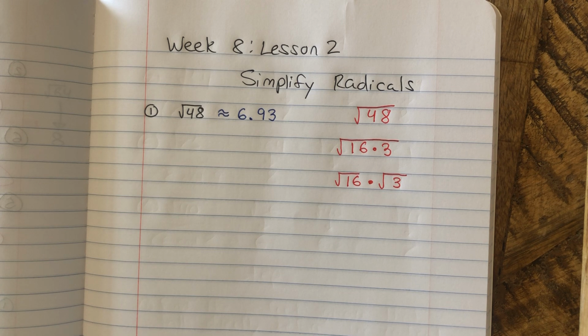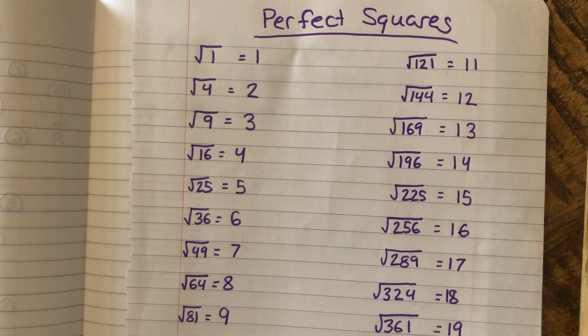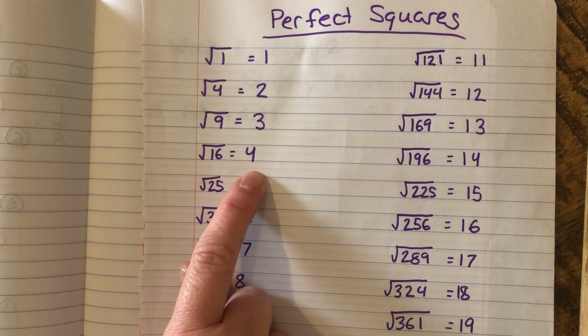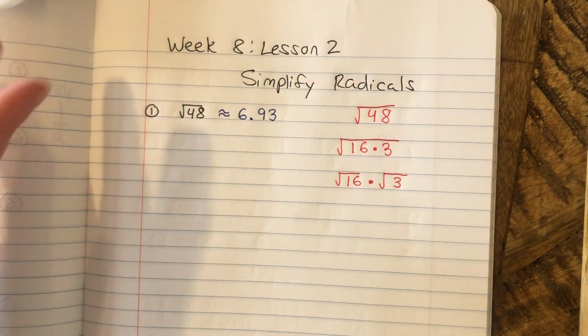Now we can think about this as, how do I simplify this? Well, we know from our first step that what we did is found a perfect square that fit evenly inside of 48, or that 48 was divisible by, and we chose 16. The square root of 16 is 4. It's an integer, it's a nice, pretty even whole number.